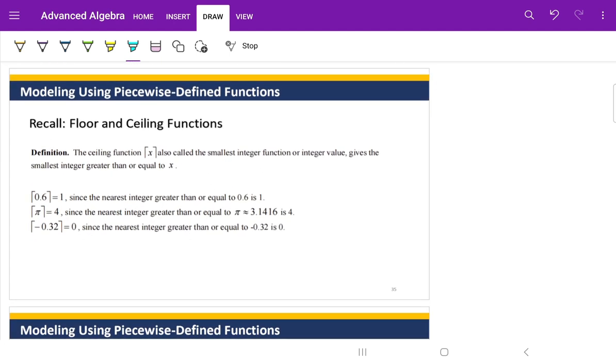On the other hand, for the ceiling function, this will be our notation. And it gives the smallest integer greater than or equal to x. Meaning, if you want to get the ceiling of 0.6, then that will be equal to 1, because the nearest integer greater than or equal to 0.6 is 1. We also know that pi is equal to 3.1416. And if we want to get the ceiling of pi, that will be equal to 4.